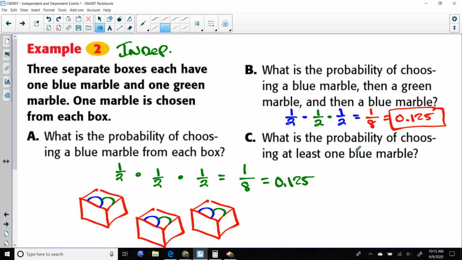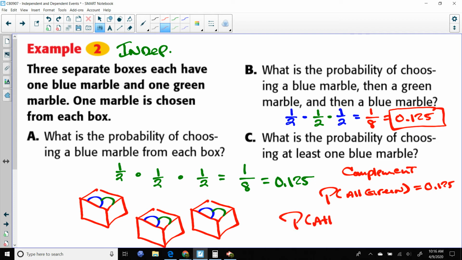And then on the last one, what's the probability of choosing at least one blue marble? Well, that's actually kind of tough to do just on its own. So really what you want to think of on this one is, what's the complement? What would be the opposite of this? So the opposite of getting at least one blue one would be the probability of getting all green. Well, we already know the probability of getting all green. It would be the same as the probability of getting all blue. It would be 0.125.